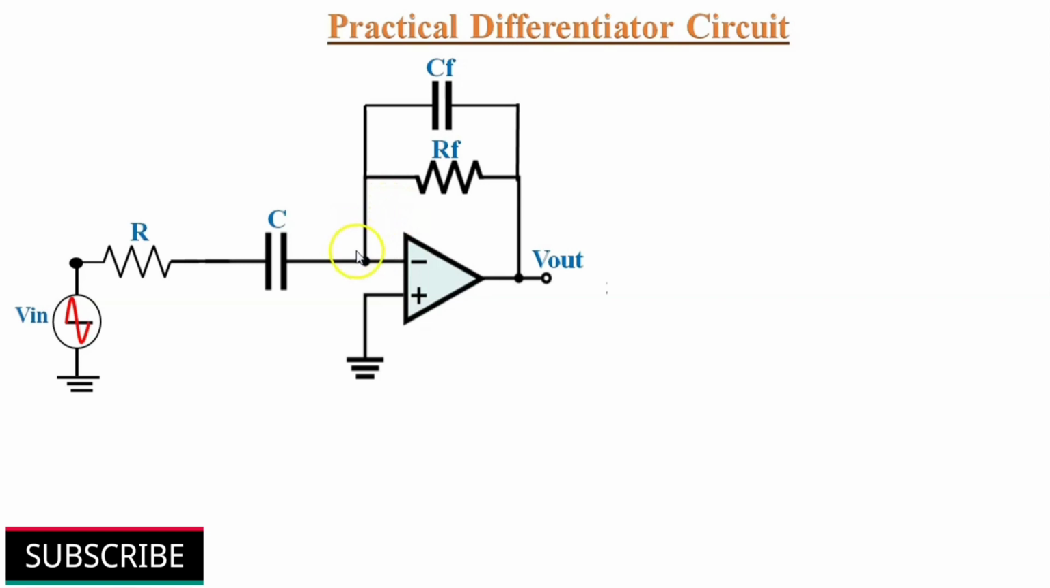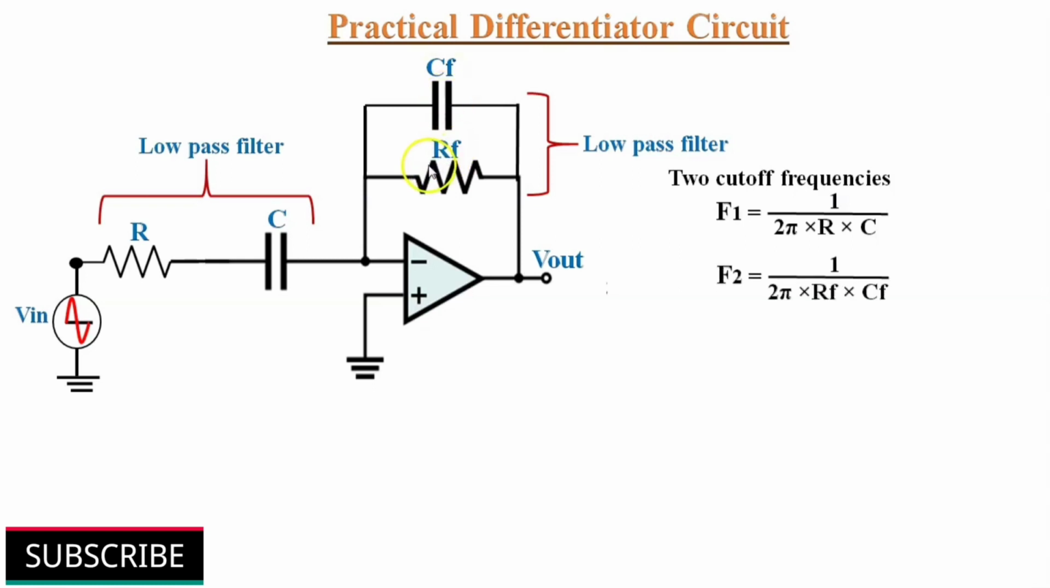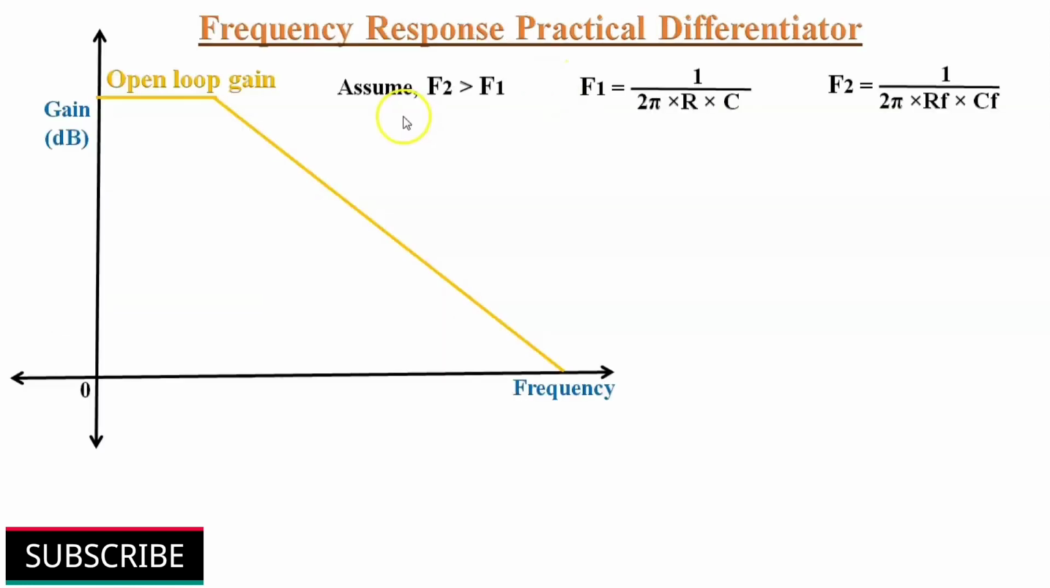Now if we observe this circuit, it contains two low pass filters, and because of these two low pass filters we have two cutoff frequencies as well. The cutoff frequency F1, because of the input resistor and input capacitor, equals 1 divided by 2 pi RC. Another cutoff frequency F2, because of the feedback resistor RF and feedback capacitor CF, equals 1 divided by 2 pi RF multiplied by CF. Let us assume that the cutoff frequency F2 is greater than F1.